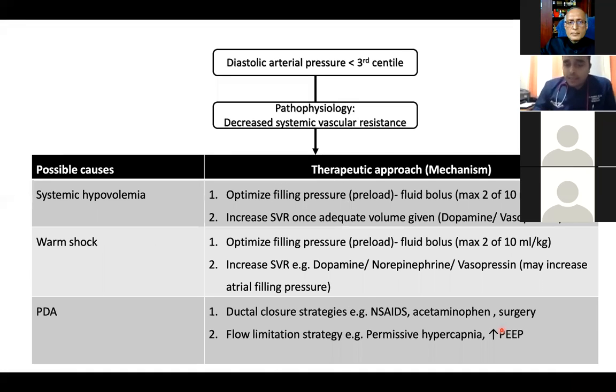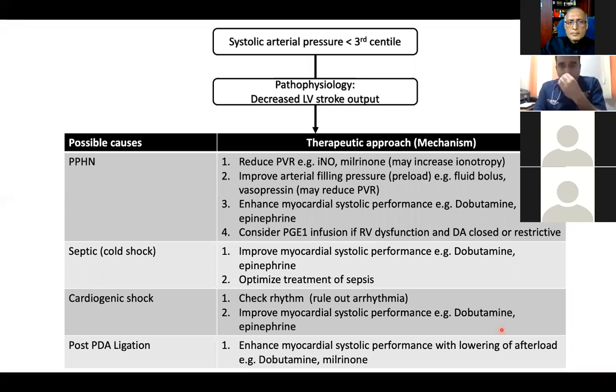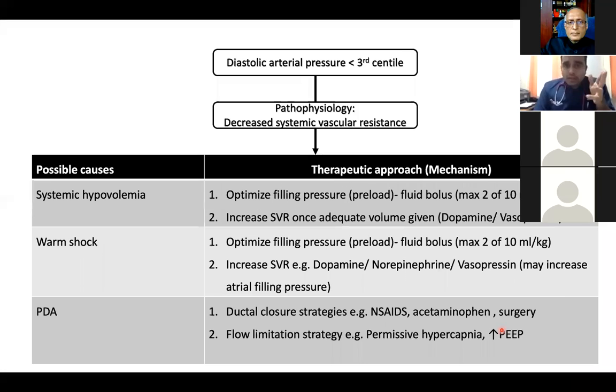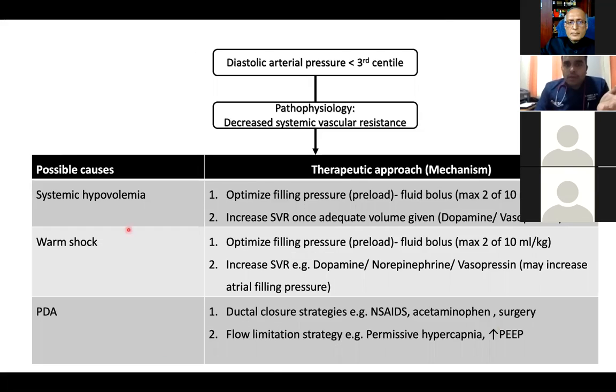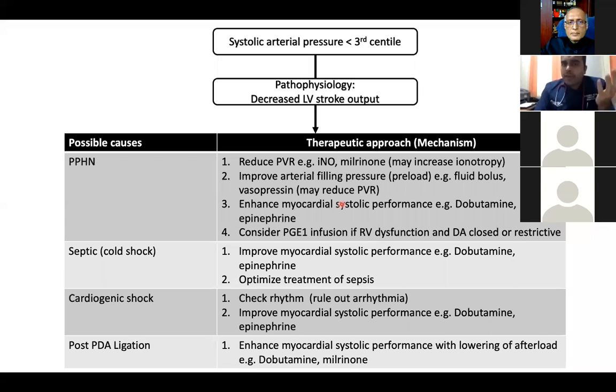Next, for shortage of time, I'll just be rushing through. Second is diastolic hypotension, where the main problem is decreased SVR. We have already discussed systemic hypovolemia, warm shock, and as well as your PDA. So in PPHN, what will be your aim? To increase PVR and enhance systemic performance.